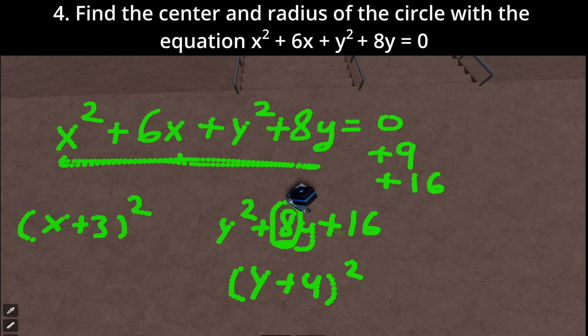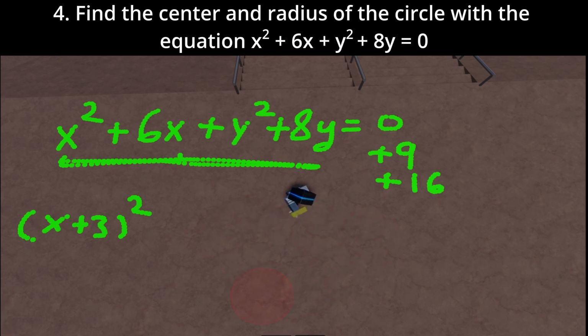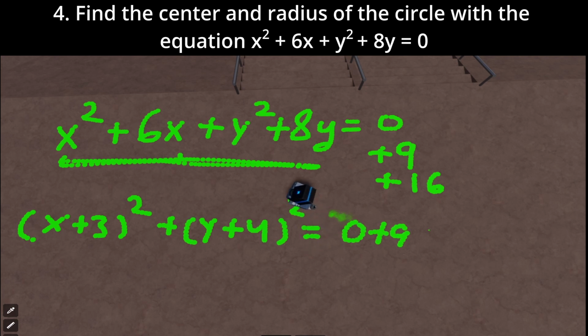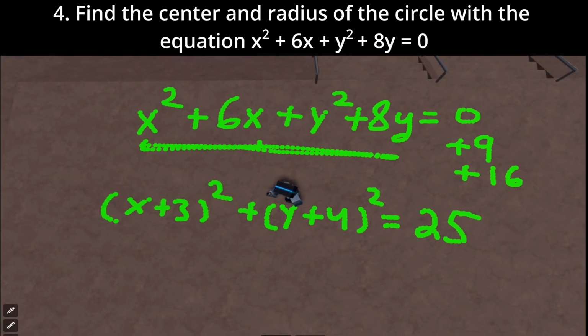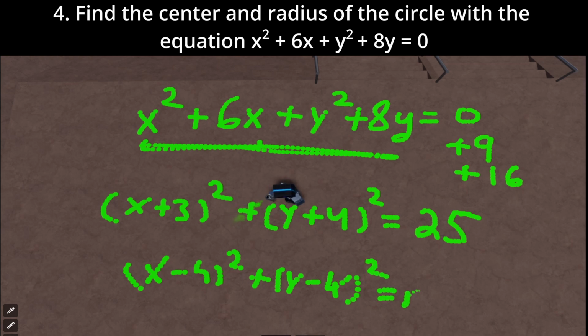So now let me write that down. So we have x plus 3 squared plus y plus 4 squared is equal to, we have 0 plus 9 plus 16. 9 plus 16 plus 0 is just 25. And now we're good to go because this is in x minus h squared plus y minus k squared equals r squared form. We're done.